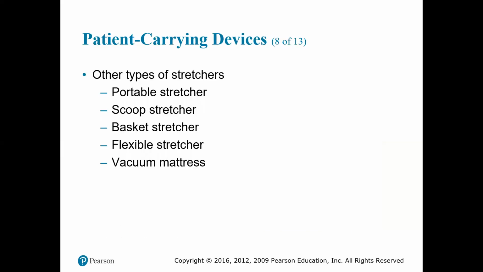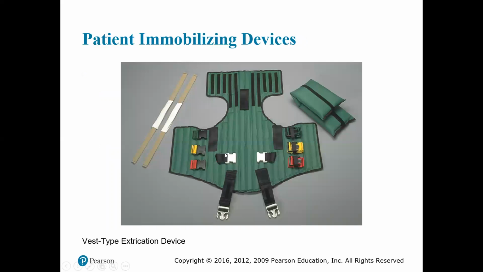Okay, other types of stretchers, portable scoop stretcher. That's one we have. That's a good device we will practice with too. I don't know if there's a picture ahead of the scoop stretcher, but it's pretty neat. Basket stretcher, you think like a Stokes basket that you might have in your department for getting people out of technical rescue situations. Flexible stretchers, and vacuum mattress. I've never actually seen one of these before.